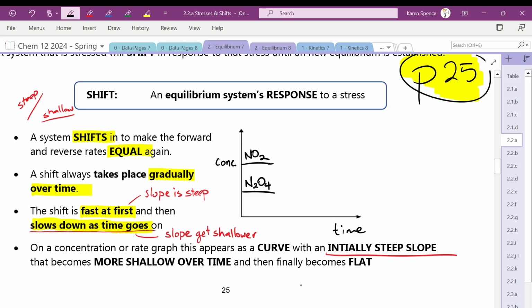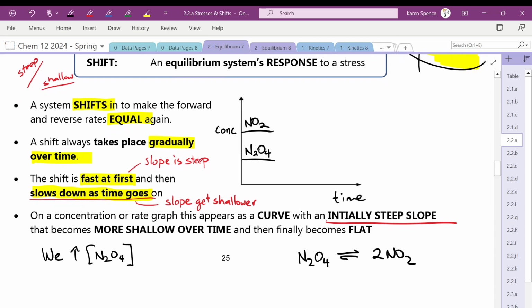And remember, our reaction is N2O4 in equilibrium with 2NO2. And if we increase the concentration of N2O4, is that a stress or a shift? That's a stress because we do it. And how much time does a stress take? No time at all. So there's our stress. N2O4 goes up.